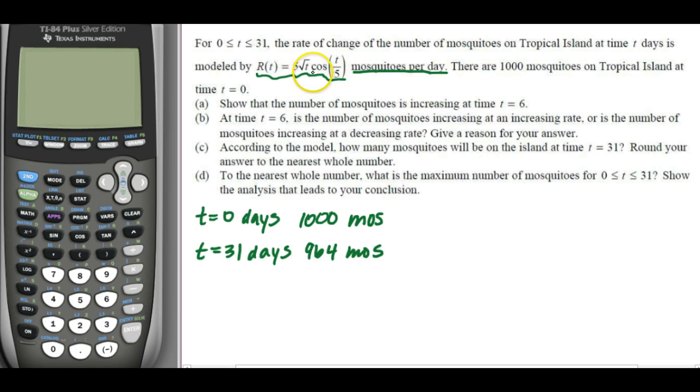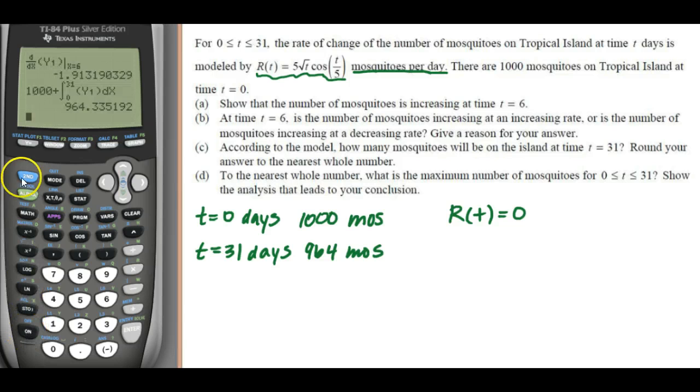So we don't know what that function is. We don't have a name for it. But the derivative of that function that counts the number of mosquitoes, the rate of change of the number of mosquitoes, is R of t. So I need to set this derivative equal to 0. Because we have a graphing calculator, ultimately what we're trying to do is figure out when R of t equals 0 between 0 and 31, and we're going to graph it. We already have it stored, so here's our y1. Before we graph it though, I'm going to go ahead and modify the window.